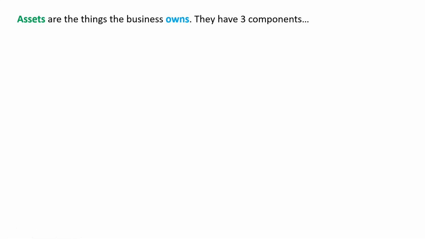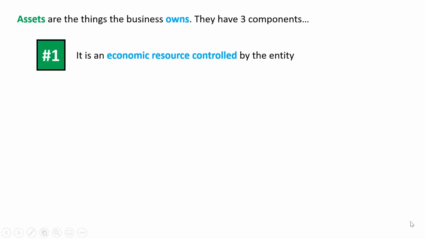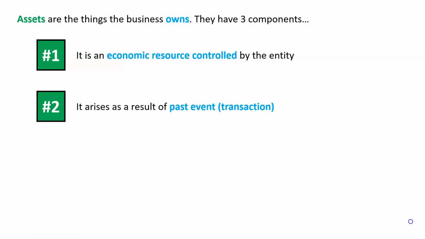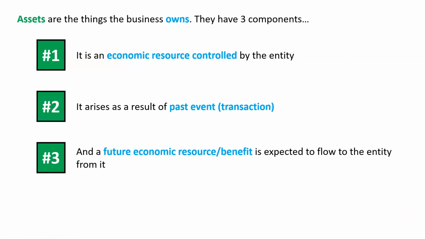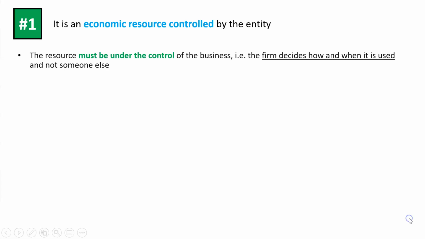However, we need to be a little bit more technical than that and say an asset has 3 components. It is an economic resource controlled by the entity. It arises as a result of a past event or a transaction. And lastly, a future economic resource or benefit is expected to flow to the entity from it. So let's look at that first point. It's got to be an economic resource controlled by the entity. It's got to be under the control of the business. The firm decides how and when it is used and not someone else.